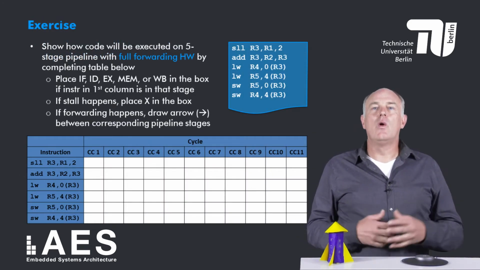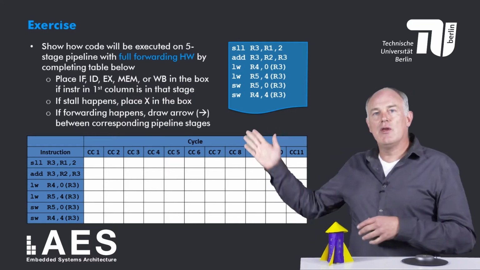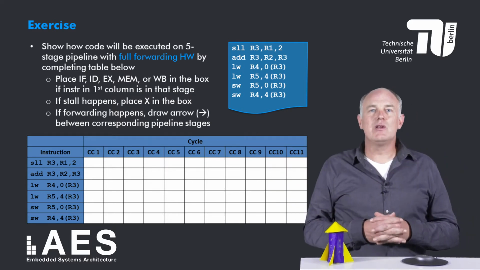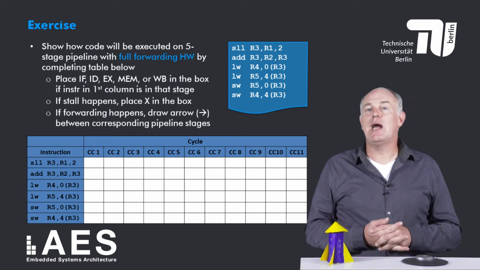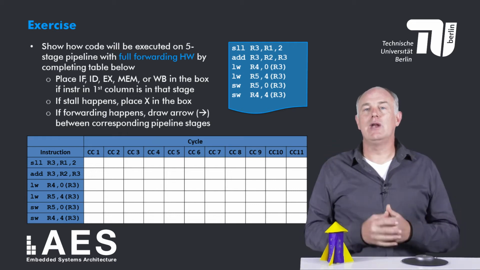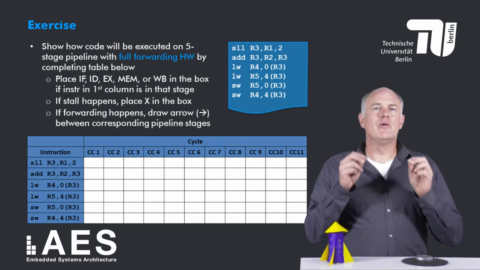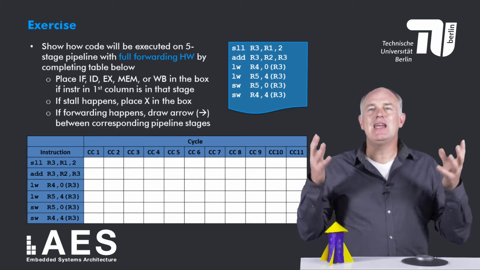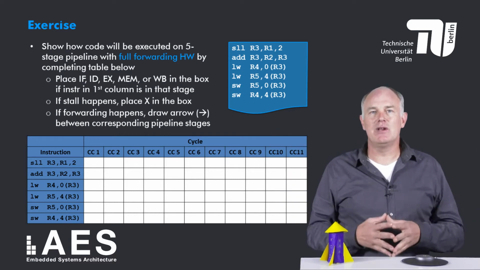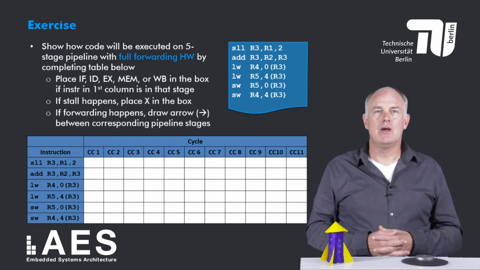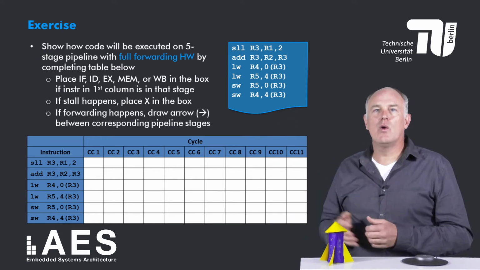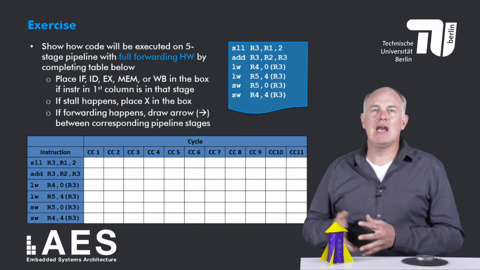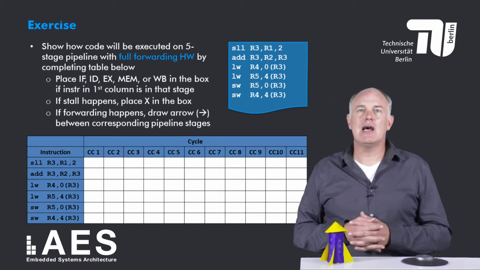I want to know how the code shown here on the right will be executed on the canonical 5-stage pipeline with full forwarding hardware. With full forwarding hardware, I mean that anything that can be forwarded will be forwarded. You should show how the code will be executed by filling out the table at the bottom of this slide.